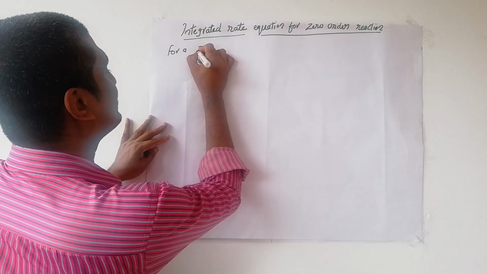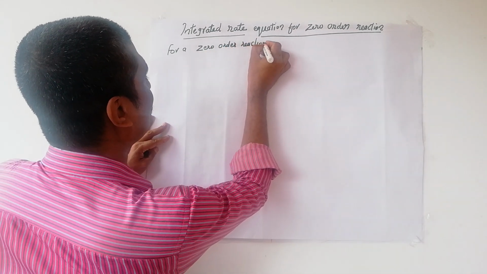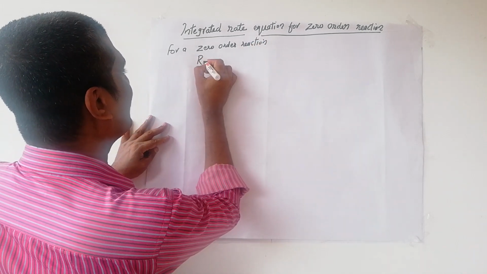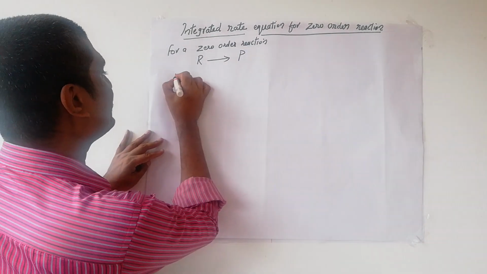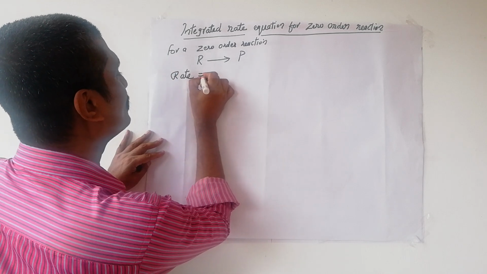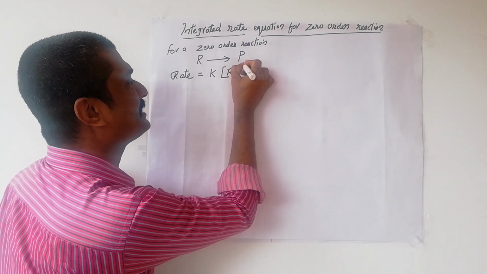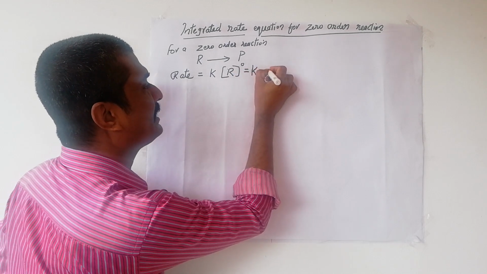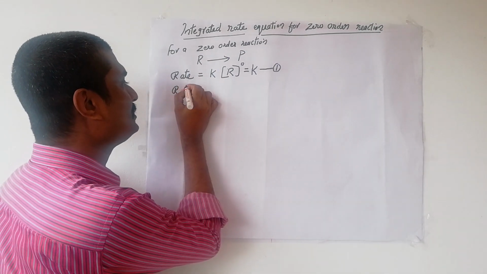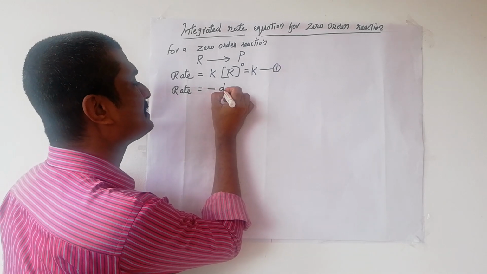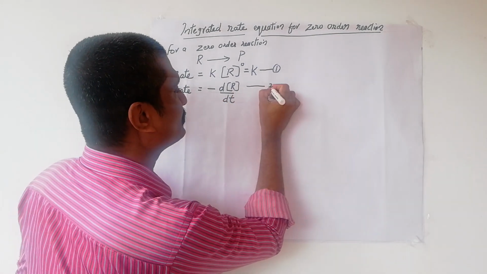For a zero order reaction R gives P, the rate law is, we know, rate is equal to K into the molar concentration of the reactant raised to zero, that is equal to K. Its differential rate equation is rate equal to minus dR by dt. Equation 2.